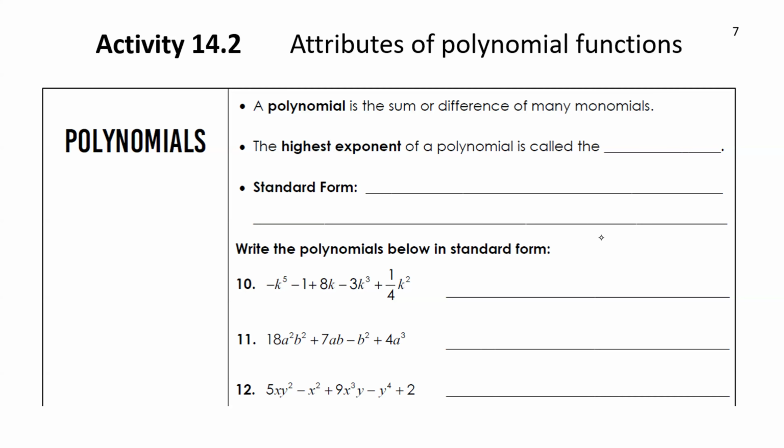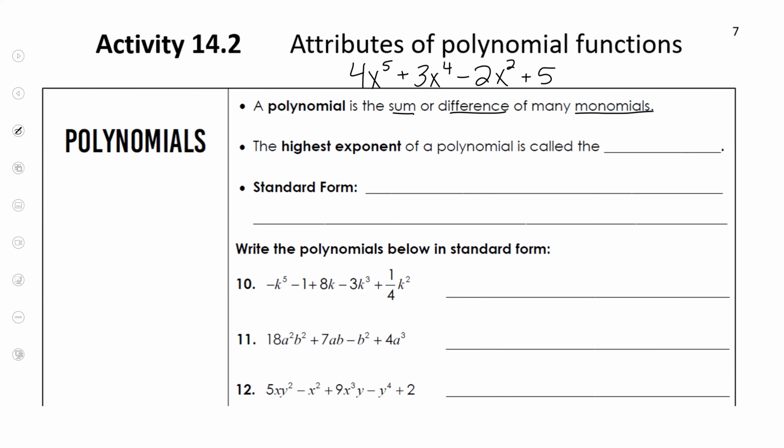Attributes of polynomial functions. A polynomial is the sum or difference of many monomials. For example, here's a monomial. I can do the sum of another monomial. I can do the difference of another monomial. These make up a polynomial. It's the sum or difference of many monomials. That's what a polynomial is.